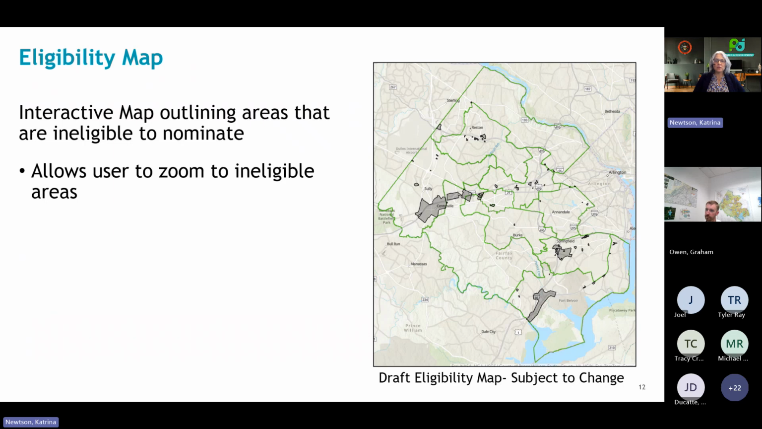So this map shows what the eligibility map will look like. We're still finalizing the map, and it will be live in the next few weeks, like I mentioned. This allows users to zoom into ineligible areas. On this map, you can see the areas in gray. Those would be ineligible, but the rest of the county that's not colored would be eligible to submit a nomination for.